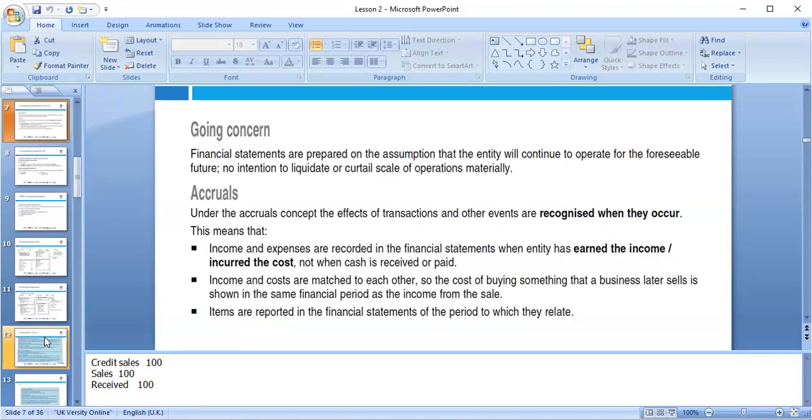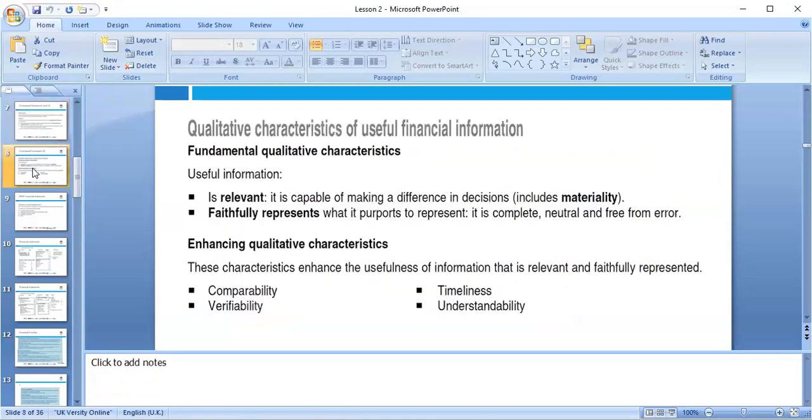Cash can be received after 1 year, 2 years, 10 years, depending on your agreement, but we record based on the sale and the expense, which is accrual accounting. In some parts of the world, cash accounting is still used, where you only record when you receive and pay cash. But we do accrual accounting. Items reported in the financial statements should reflect the specific period to which they relate.